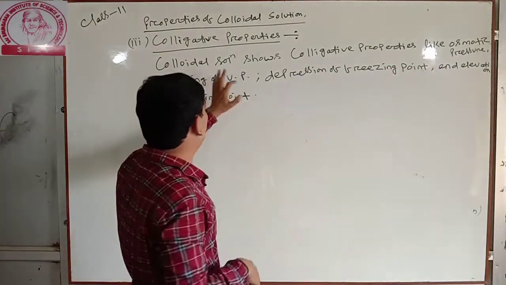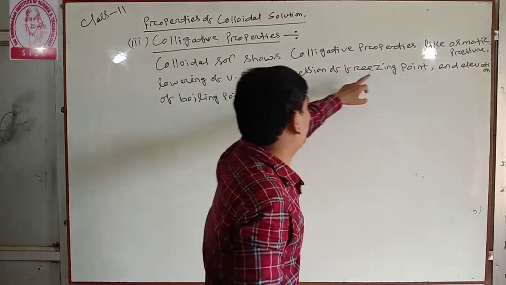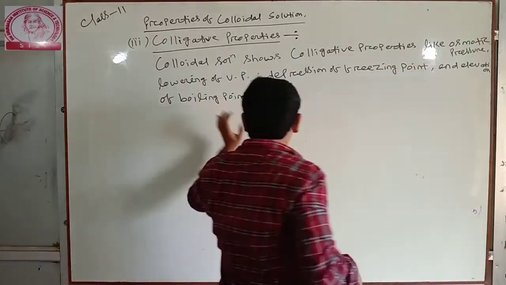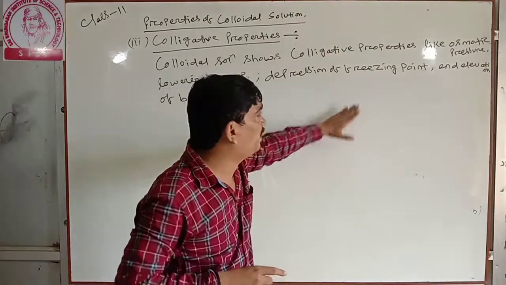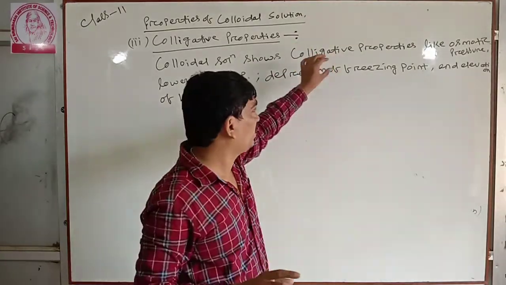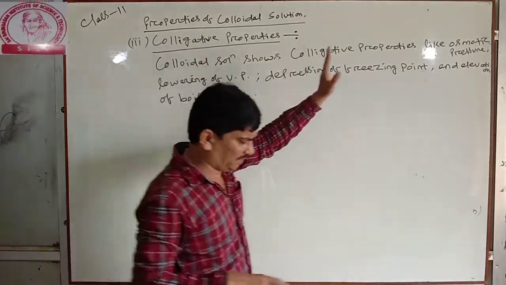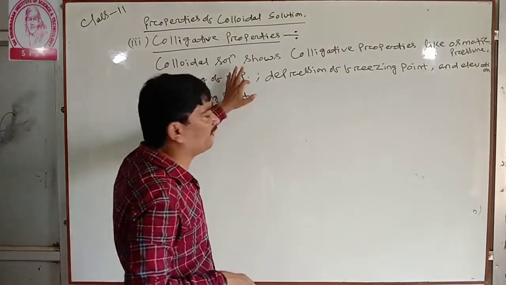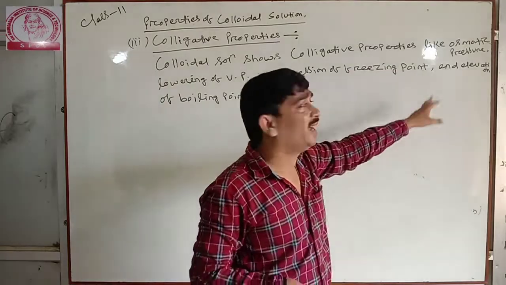What is depression in freezing point, what is elevation in boiling point. These are the four. We will vividly discuss this part in the solution chapter. Simply remember only these points: colloidal solution shows colligative property like osmotic pressure, lowering of vapor pressure, depression of freezing point, elevation of boiling point.